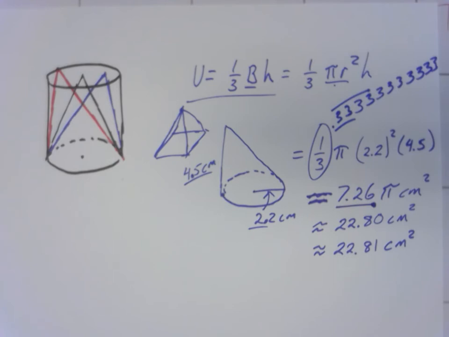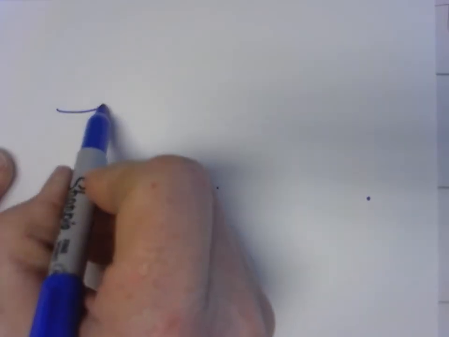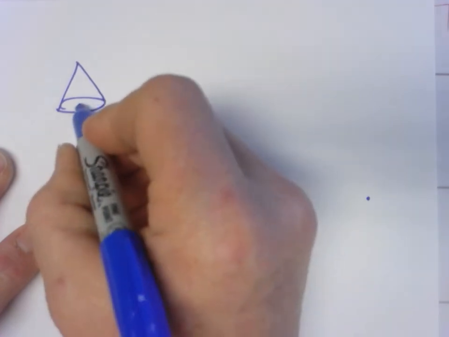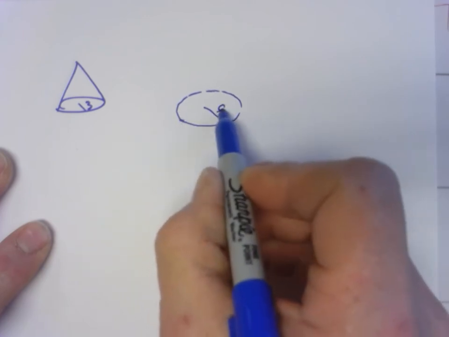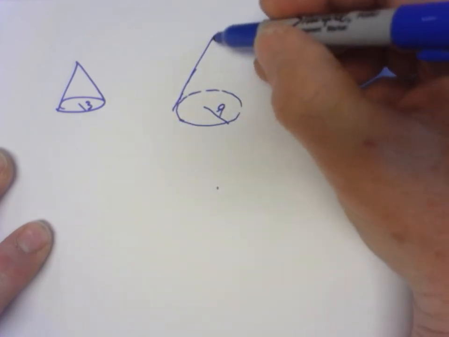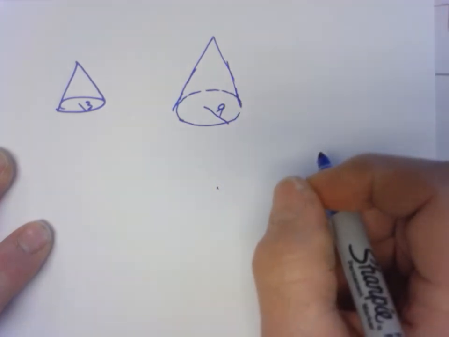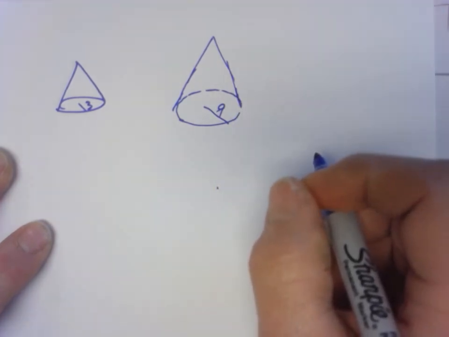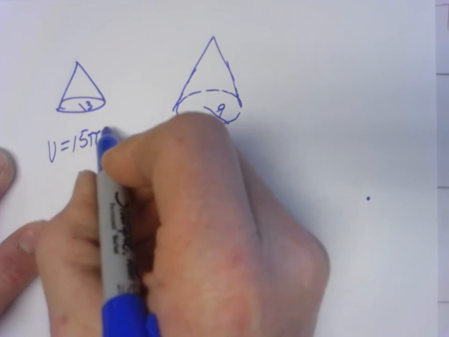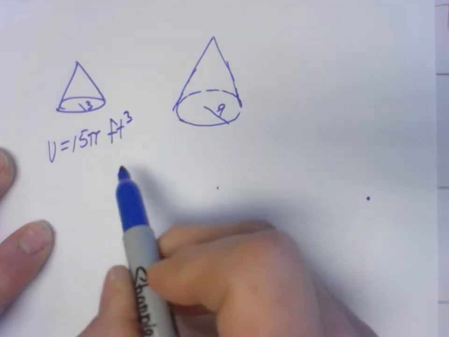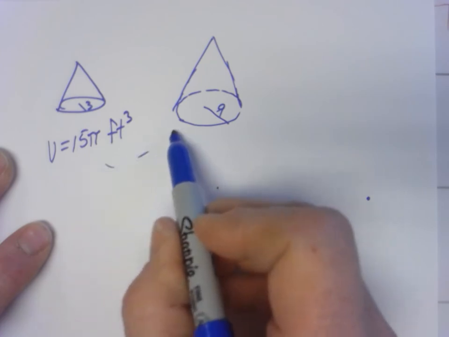Okay, so the next part, example 3, finding the volume of a similar solid. It gives us 2 cones. One has a base where the radius is 3, and one has a base where its radius is 9. It doesn't really say much about the heights of them, but it does give us the volume here: 15 pi cubic feet. And then we want to think about the volume over here if they're similar.